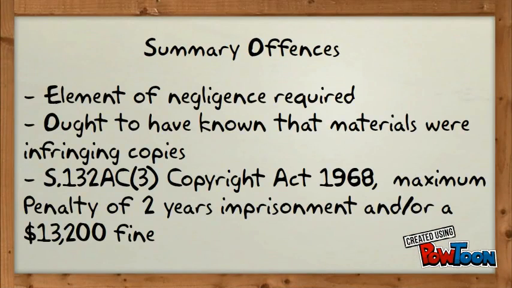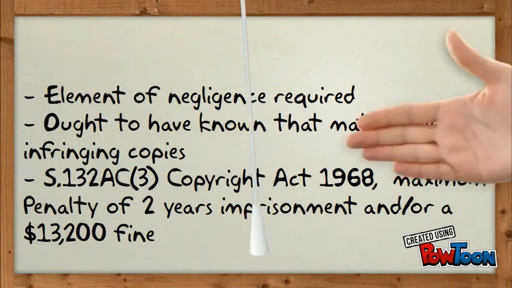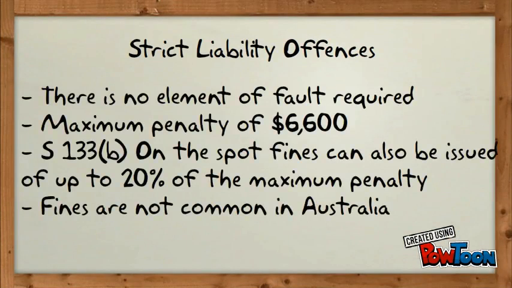Summary offences are moderately serious with some degree of negligence required. A person who has committed a summary offence can be liable of up to 2 years in prison and or 120 penalty units. Strict liability offences are the least serious. There is no fault element.